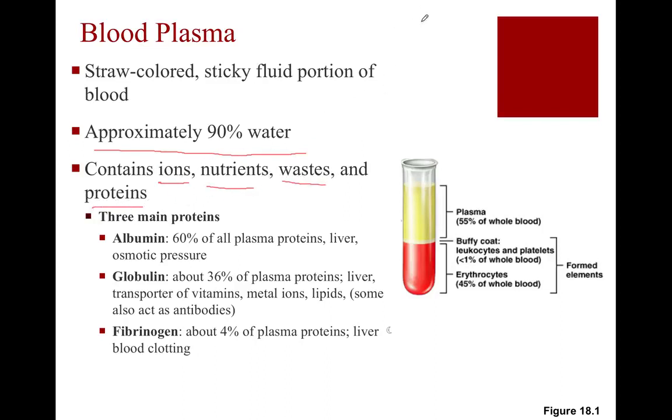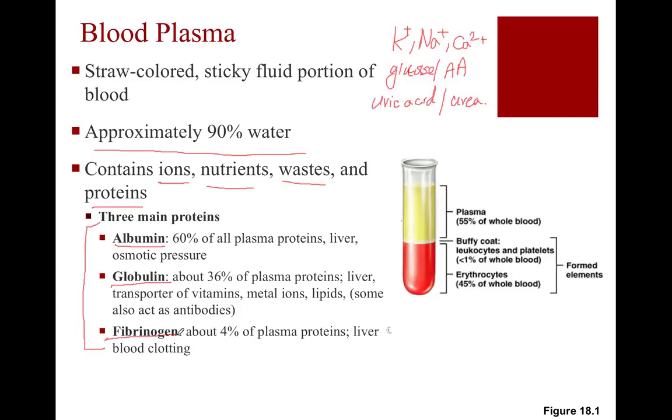Ion examples would be potassium, sodium, calcium, etc. Nutrients, the main ones would be glucose, amino acids, or fats. Waste typically is identified as uric acid and urea, the two most common ones. And for the proteins, we have the three most common types, which are listed here as albumin, globulin, and fibrinogen, which I mentioned earlier.